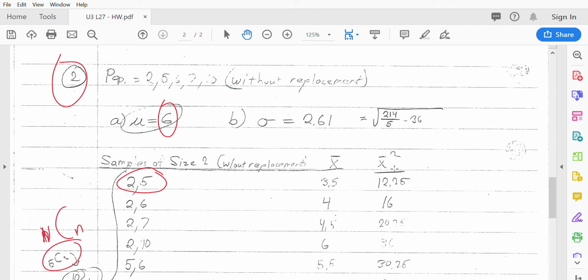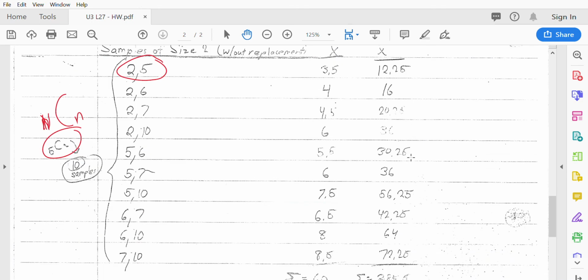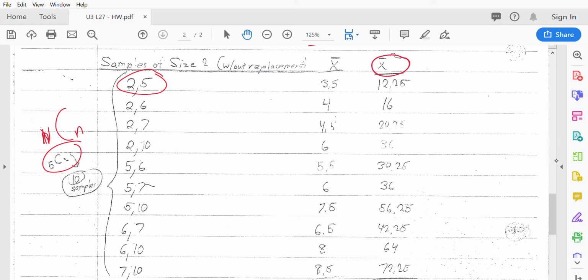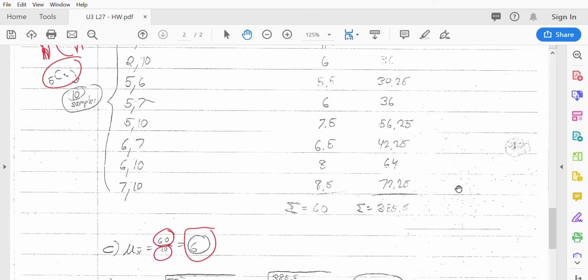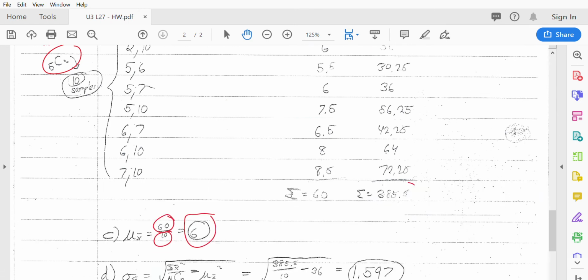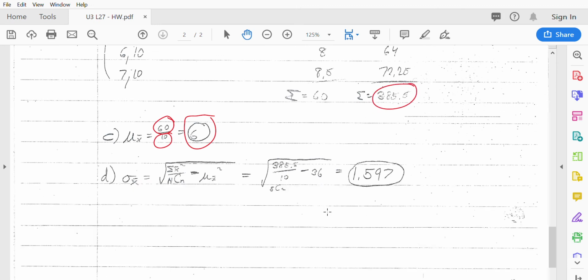The standard deviation, 2.61, same as above. Standard error, I take my x bar squares. I sum up my x bar squares and I get 385.5. Hopefully you got that as well. I plug it into my formula. I take 385.5, divide it by the 10 samples, and subtract the mean squared. Don't forget to take the square root of the whole thing. And my standard error here is 1.597. And that's it. That's the homework.